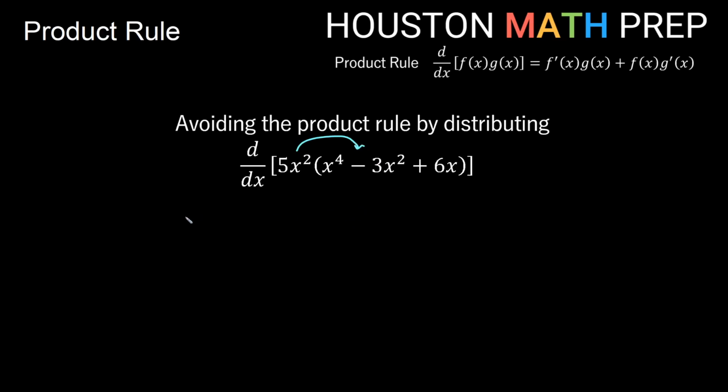So let's do that. So we're not taking the derivative, right? We're just distributing. 5x squared times x to the 4 would be 5x to the 6, minus 5x squared times 3x squared would be 15x to the 4, and then plus 5x squared times 6x would be 30x cubed, x to the third.